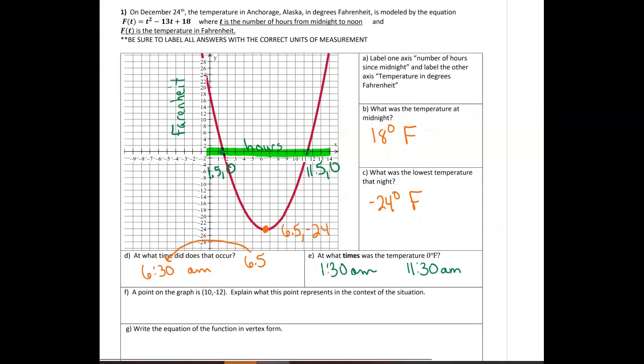All right, the point (10, negative 12) is on the graph. So what we need to do is explain what it means in context of the situation. So remember, X, the 10, is our hours, and negative 12 is the temperature, our Fahrenheit. So I would say in 10 hours, the temperature is negative 12 degrees Fahrenheit, and that's all I'm asking for.